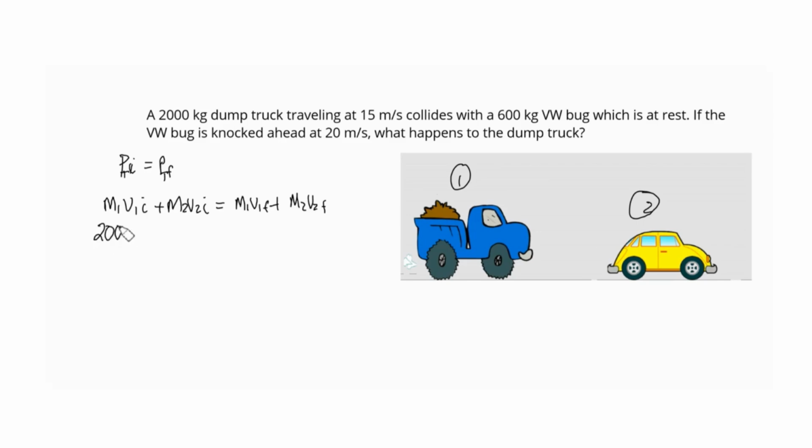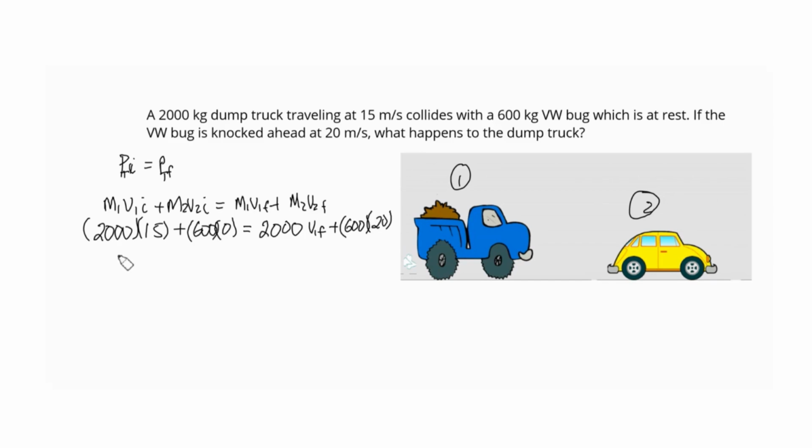And so now I have 2000 times 15 plus 600 times 0 is equal to 2000 times V1F, which is what I'm looking for, the dump truck final velocity, plus the VW bug is 600 kg, and it moves forward at 20 meters per second.